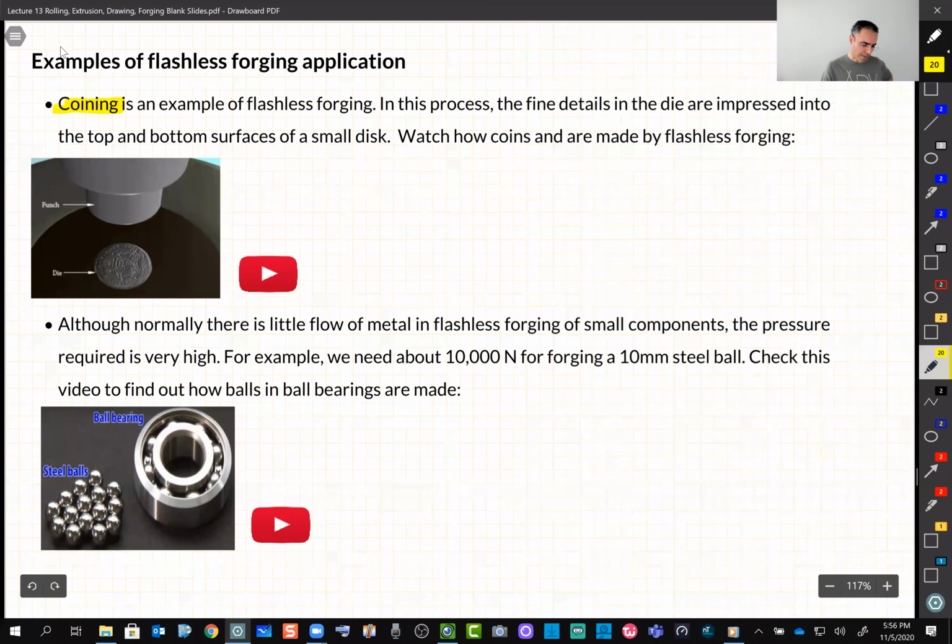And another example, which you were supposed to watch, is how ball bearings are made, which is a little bit longer video. However, I encourage you to watch. There are a lot of learnings in that as well.